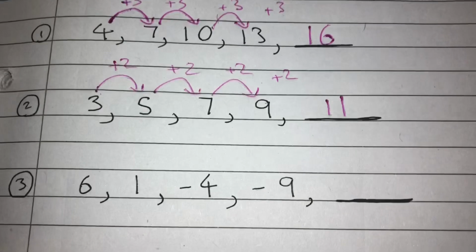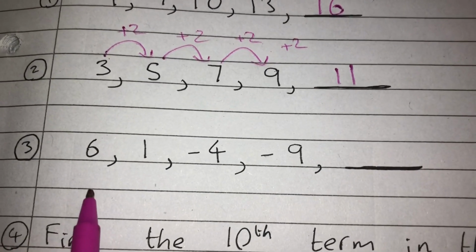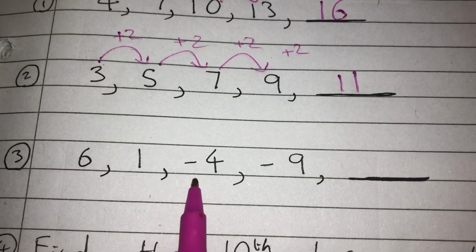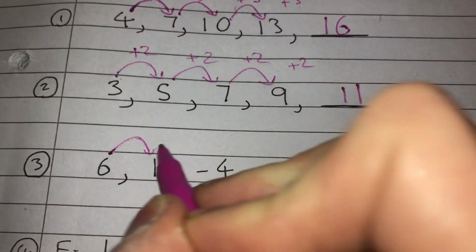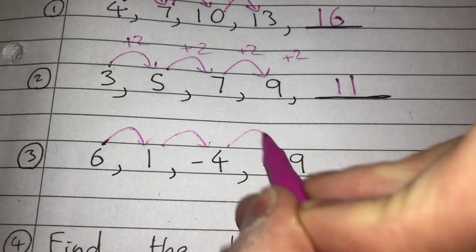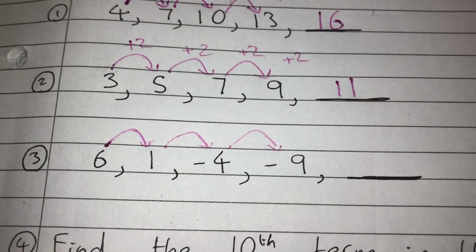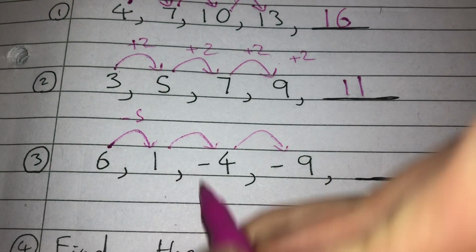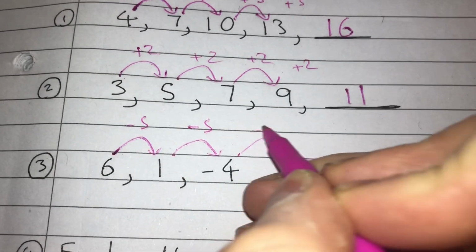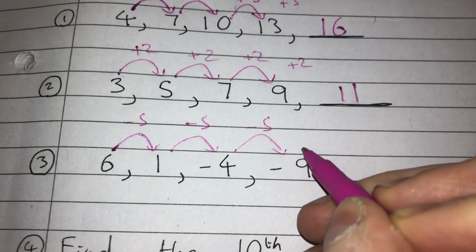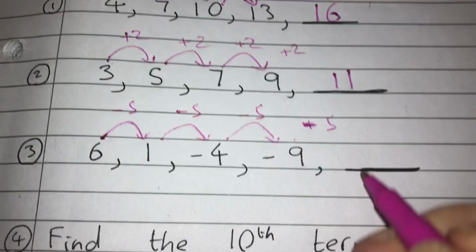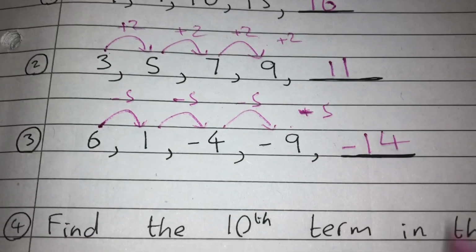Okay, also just keep in mind that they can of course go down as well, and that's why we're looking at this example. So 6, 1, minus 4, minus 9. It can be a wee bit trickier to spot with the minus when it goes into the minus numbers, but again it'll be the same difference. The difference between 6 and 1 is minus 5, the difference between 1 and minus 4 is minus 5, so we're taking away 5 each time. So the next term, minus 9, take away 5, is minus 14.